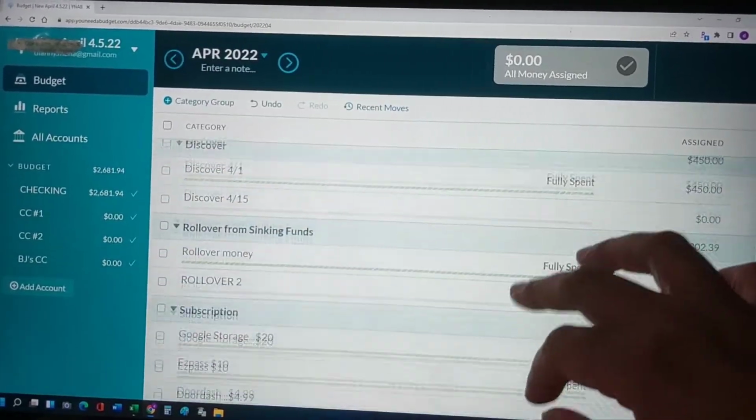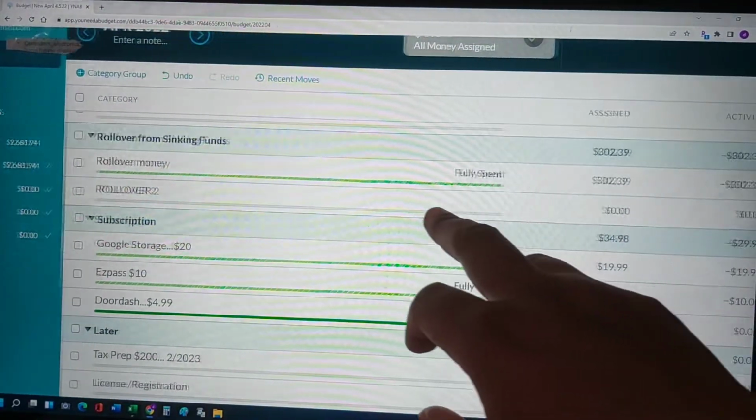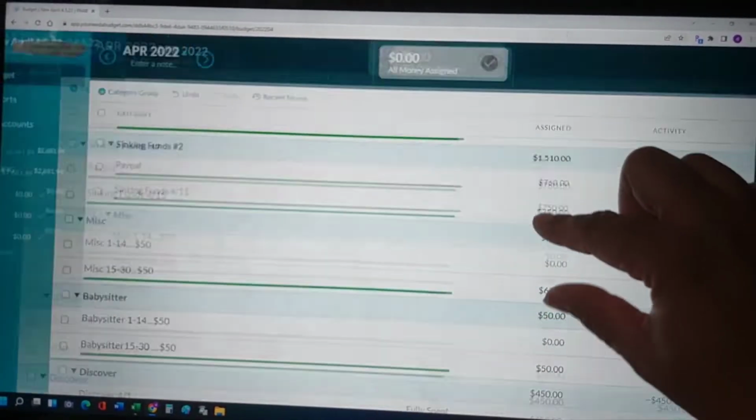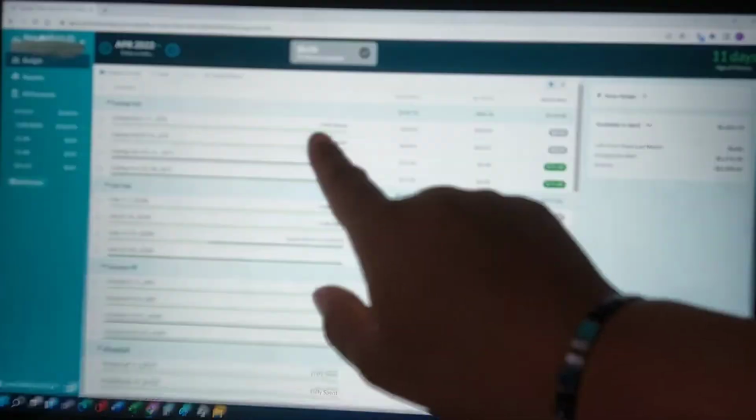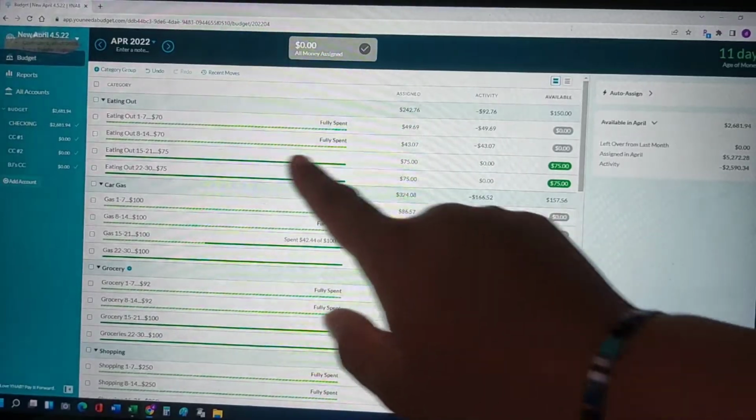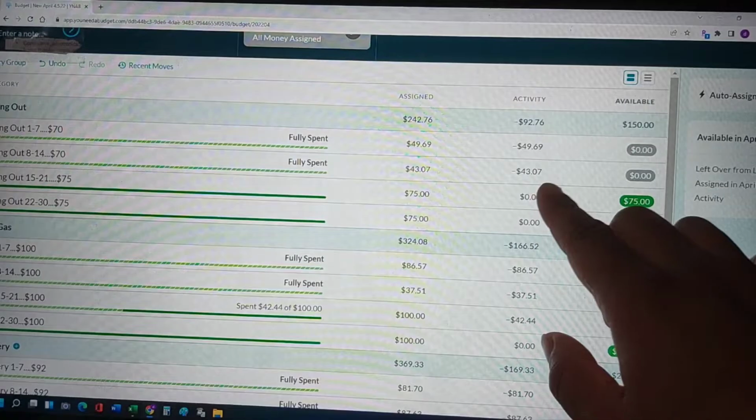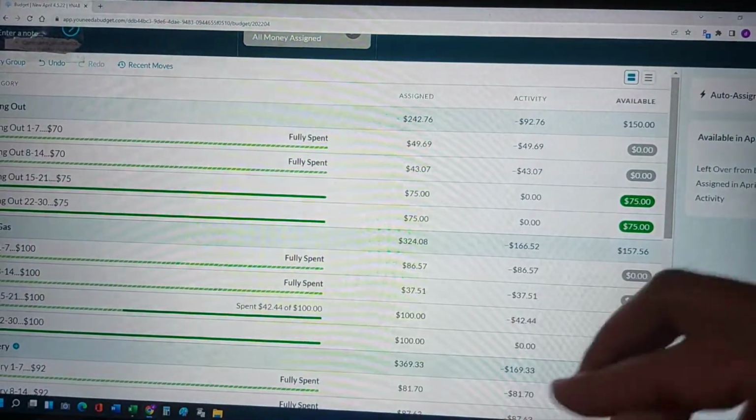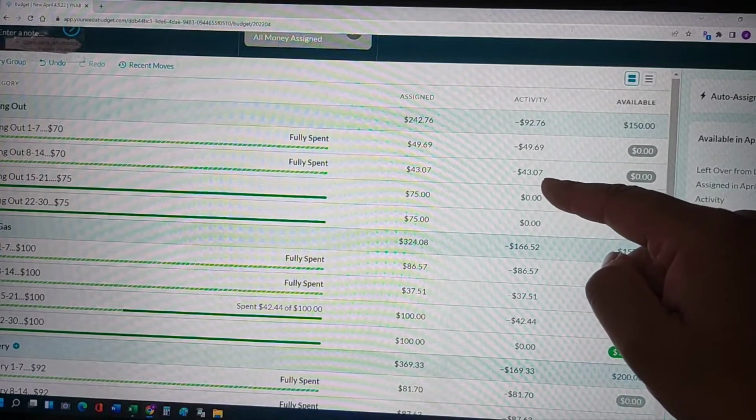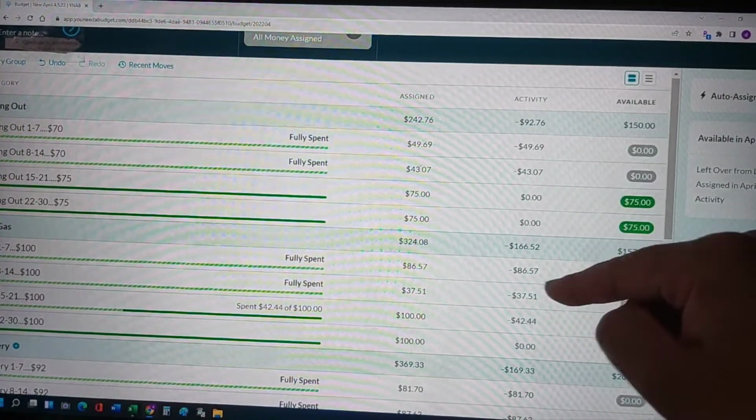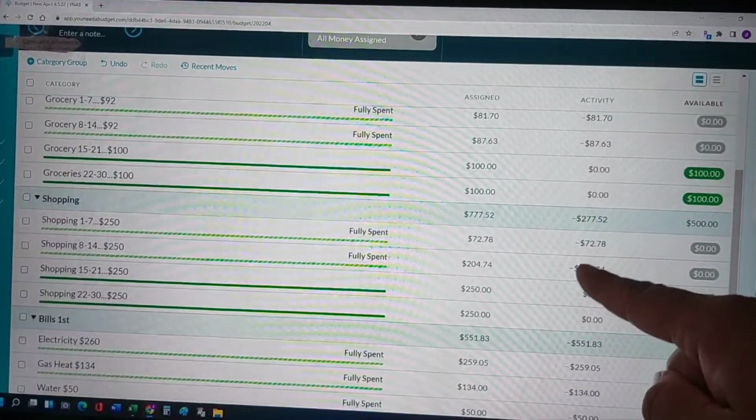Right here. Rollover money. And guess how much? So I did that for each category. So for eating out, the $20 from the first week and the $27 from the second week, because it's 43 divided by, subtract by 70. It's like 27-ish. So $20 plus 27, that's $47. I did that for car gas, for eating out, for groceries, as well as shopping.